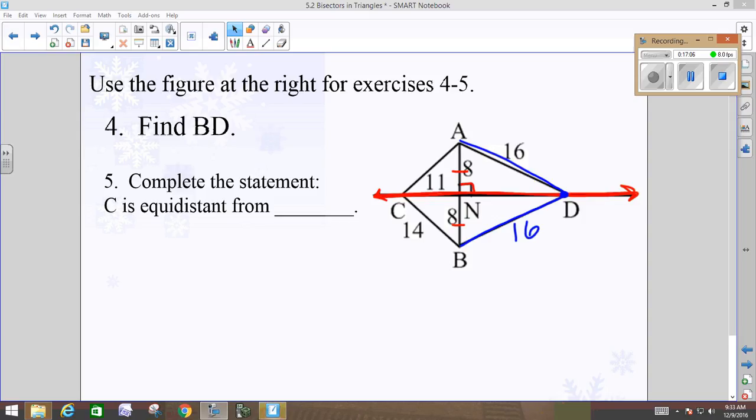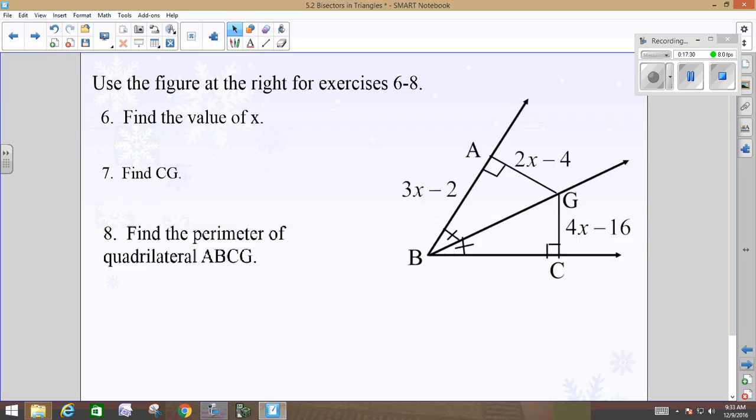C is equidistant from what two things? A and B. It's the same distance from point A as it is from point B. The lengths AC and BC would be equal, but we're saying they're equidistant from those 2 points, A and B. All right, number 6, 7, and 8. Go ahead and do those three.